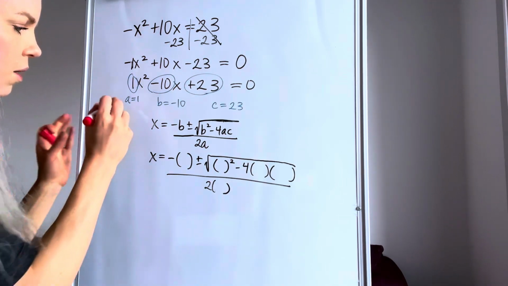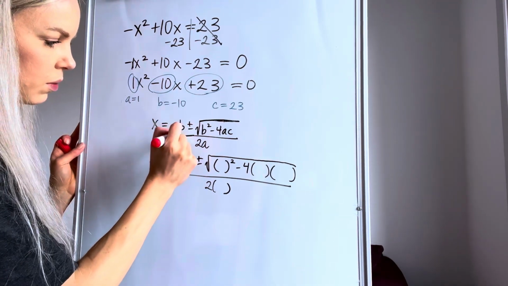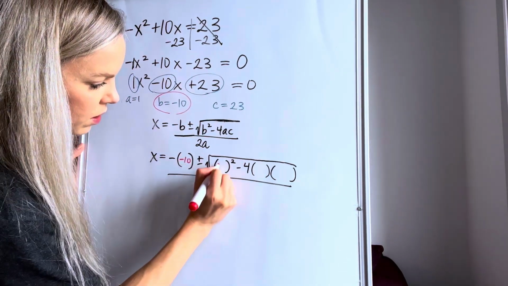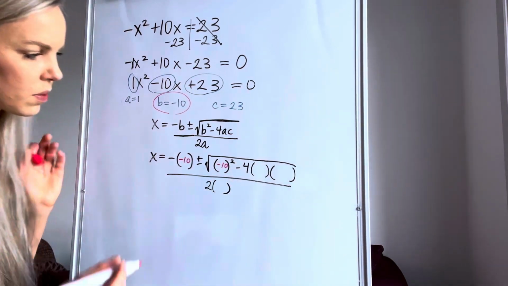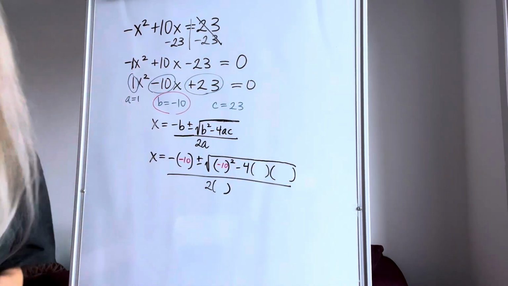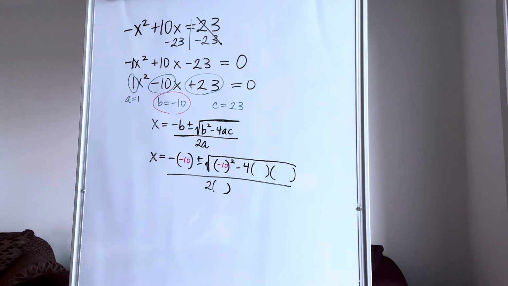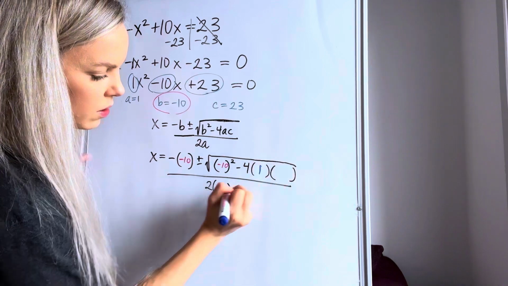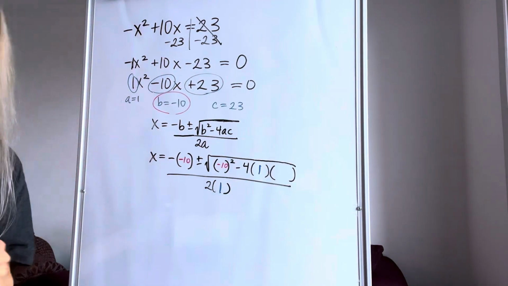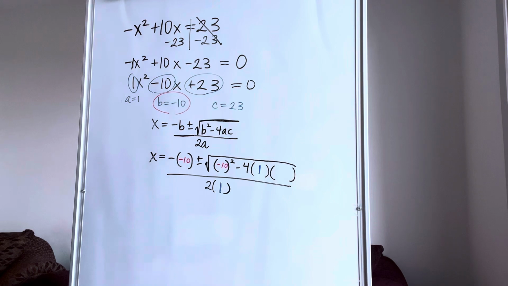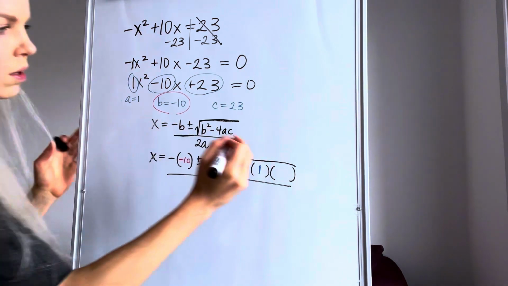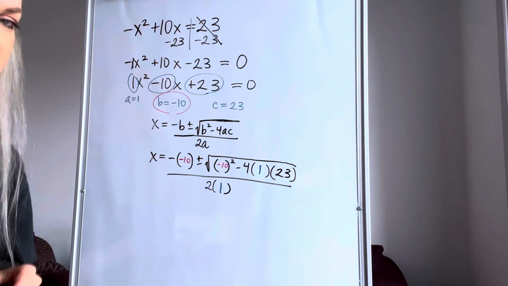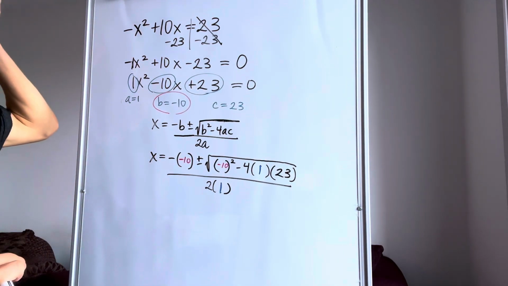And so let's start with our B value. Our B value is -10. And so B goes here and here. And then our C value is 23, and then our A value is 1. And so our A value goes here, and then I'm running out of colors. And then our C value goes here. Okay, so just getting this set up is half the battle. It's an ugly formula. And then I start number crunching.